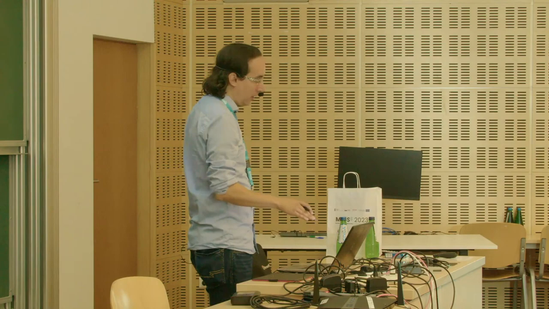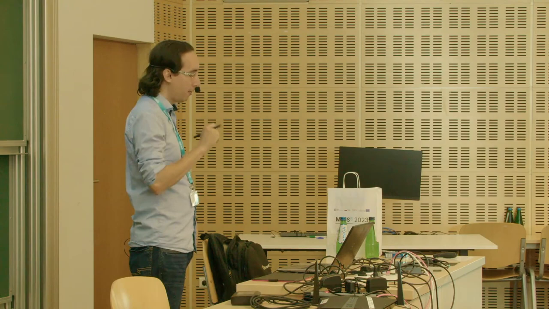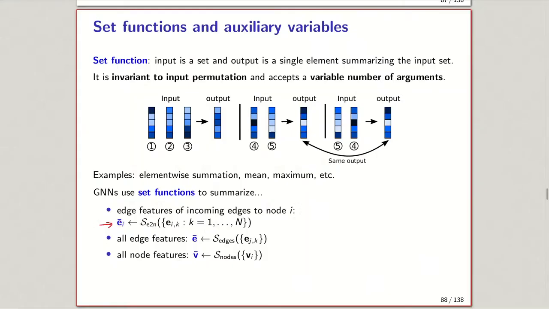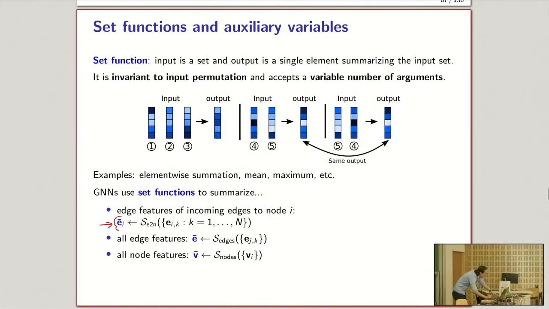But yeah, the set functions will be used to create summaries of some variables in the graph. For example, we are going to create a summary of the features incoming to a particular node, and we're going to represent this variable with a bar here. This is a summary of the edge features that are incoming to the node I. And you could just sum the features of these edges, and that will create your summary.